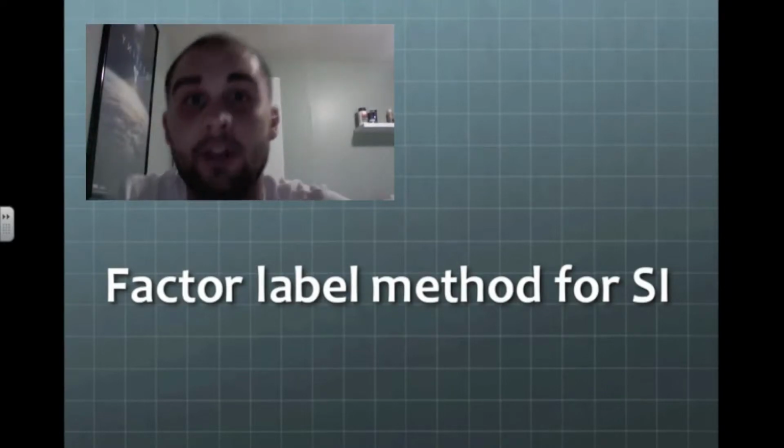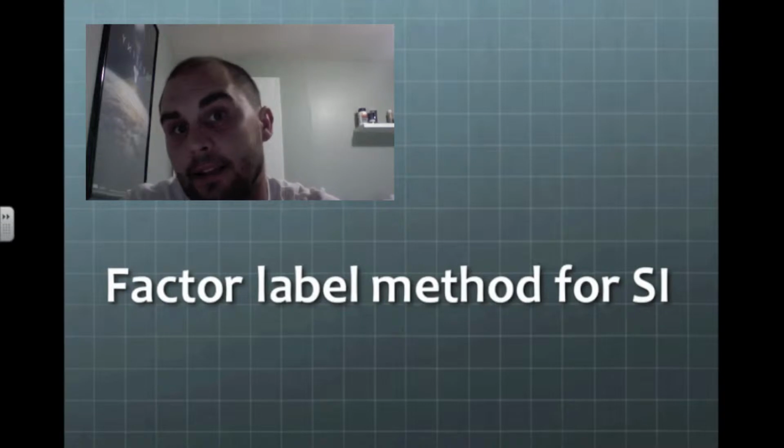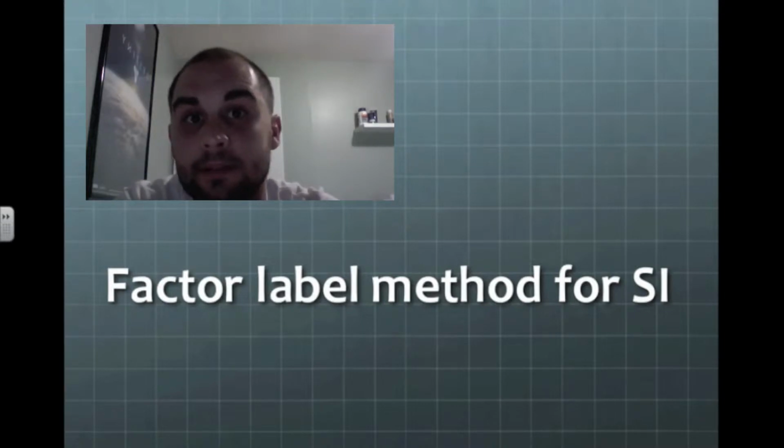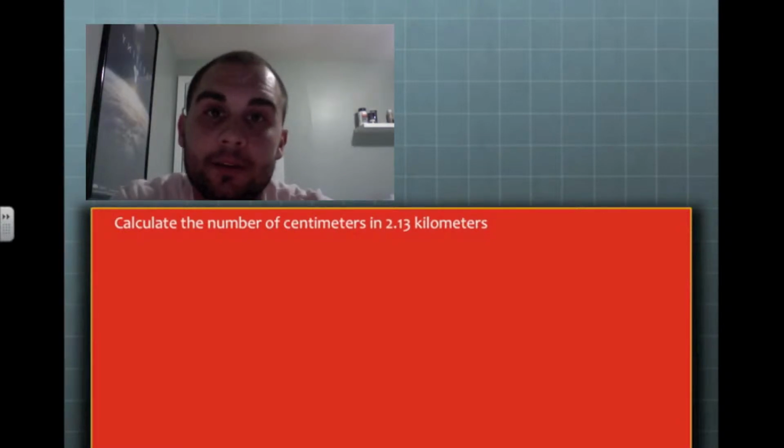Hey guys, it's Mr. Paul, and today we're going to be talking about using the factor label method to convert SI or metric system problems. Here's our first problem. Calculate the number of centimeters in 2.13 kilometers.